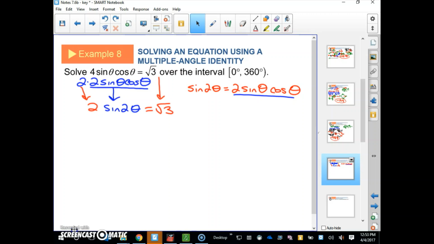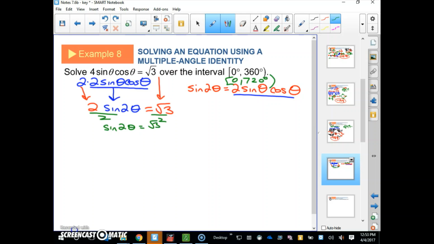The only thing I have to notice is there's a double angle, so I'm going to end up having to double the interval. Instead of 0 to 360, we're going to double that and go from 0 to 720. Fine, we'll go around twice. That's what that means. So we isolate this variable. We've got sine 2 theta equals square root of 3 over 2.